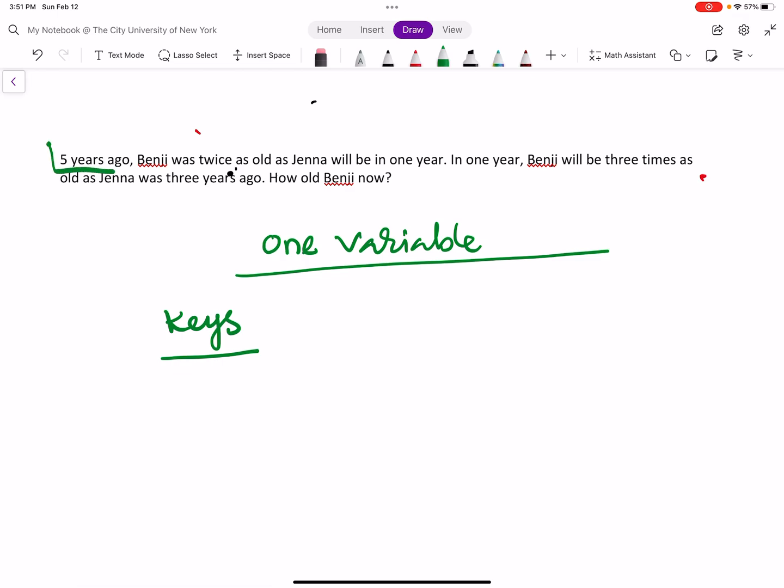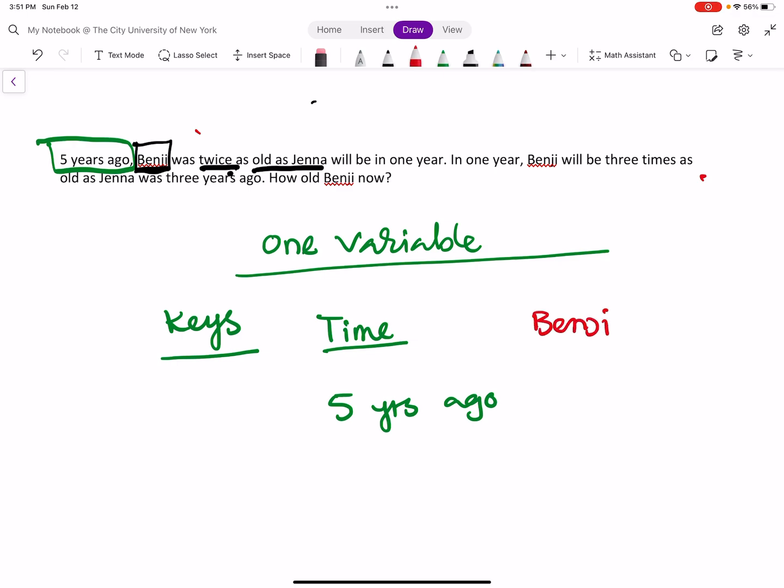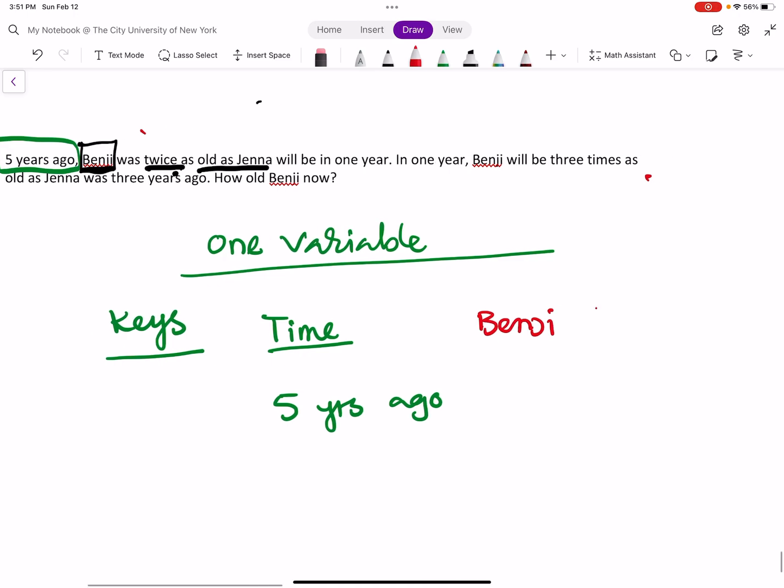So there is a situation 5 years ago. So we have time factors which we'll have to consider 5 years ago. Then Benji was twice as old as Jenna. So now we find that there are variables. One is Benji, the other one is Jenna, right? These are the variables where we'll have to find out the relationship. Two variables, but in terms of one, we'll be solving.